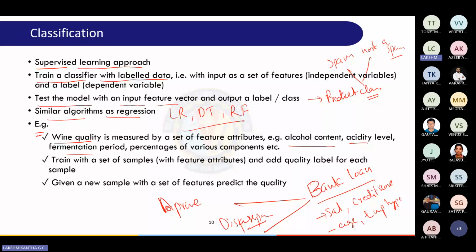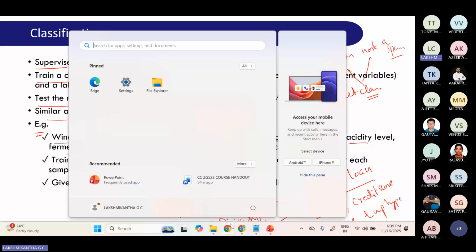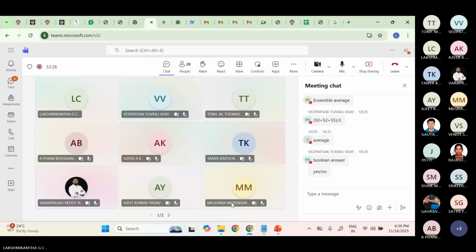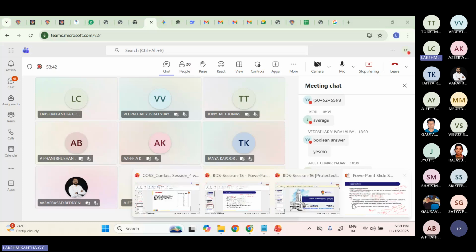Now I have a question for you all, guys. What is the output of a classification model? Either it would be a category or a Boolean answer. So yes or no, approved or non-approved. This is called what, guys? Category, or we can call it a class. Okay, your answer is perfectly correct. I think everyone understood what classification means.